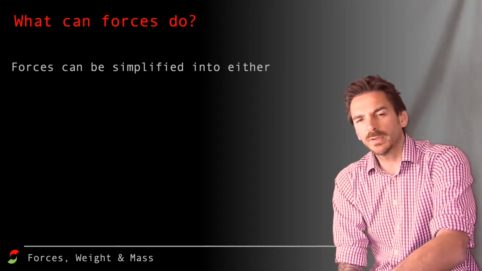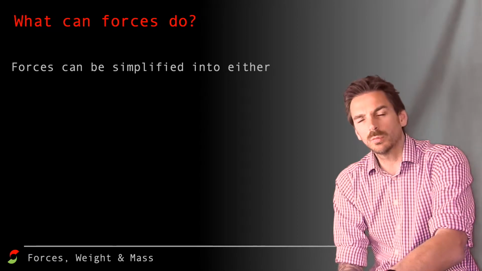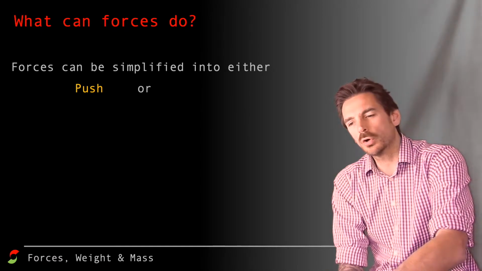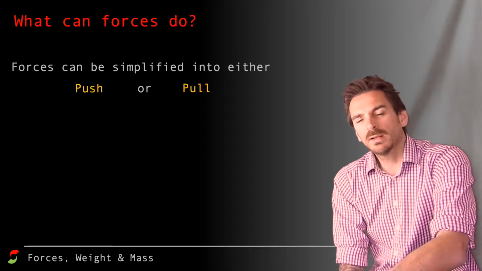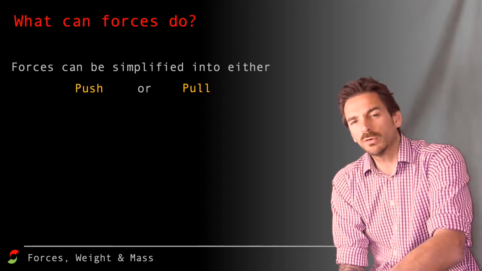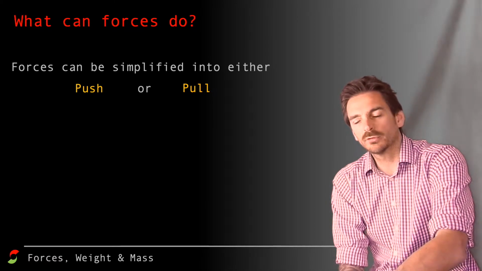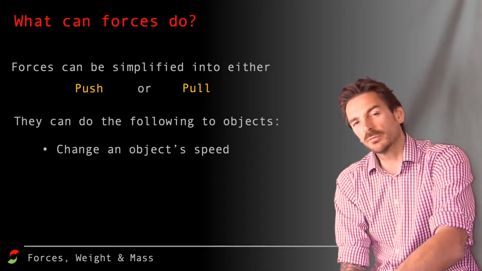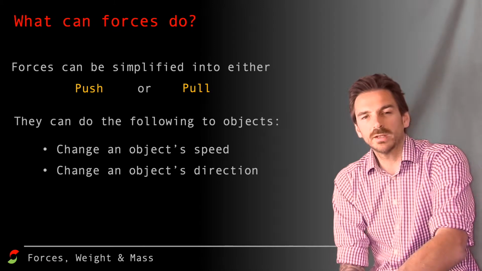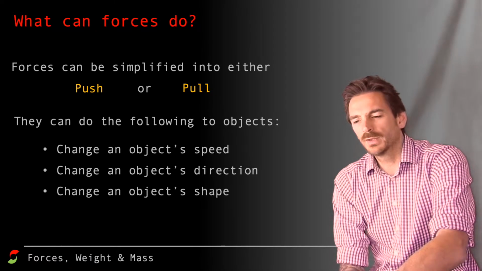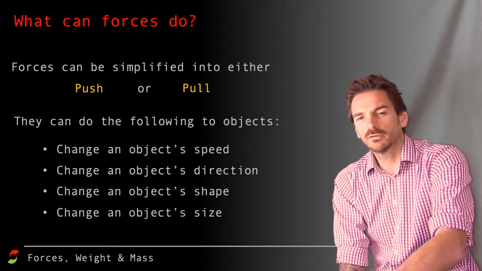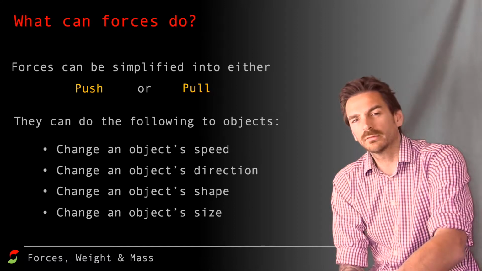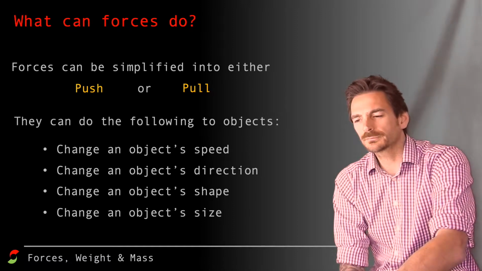Forces can be simplified by placing them into one of two categories: a push or a pull. When these forces act individually, in pairs, or in more than just pairs, they can do various things to objects. They can change the object's speed, change the direction that the object is moving in, change its shape and change its size. It's worth remembering what forces can do to objects, so make sure you know that list.